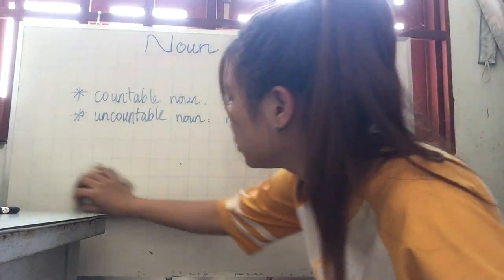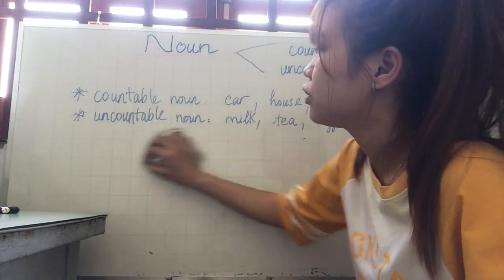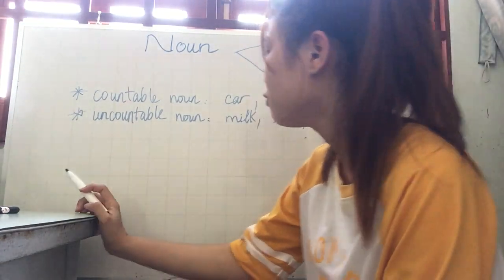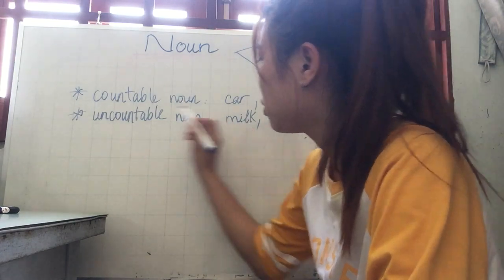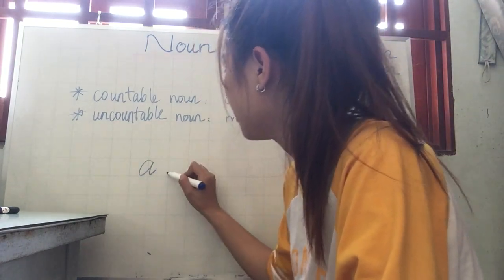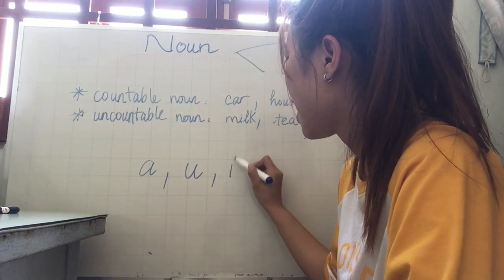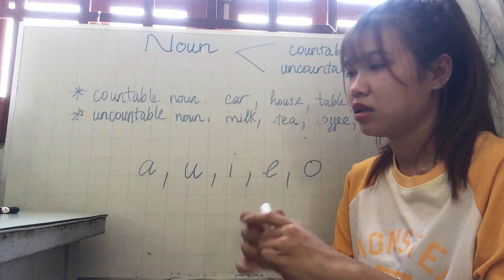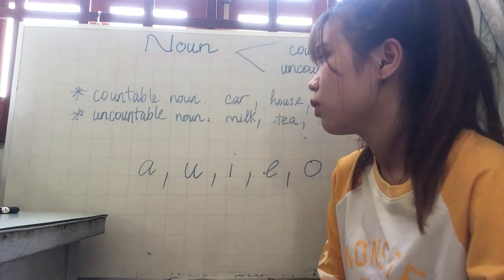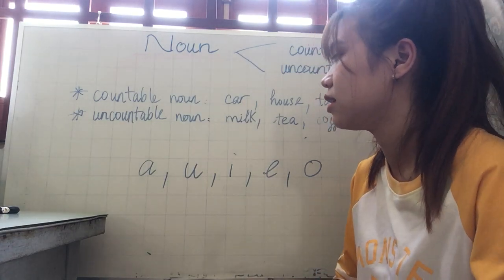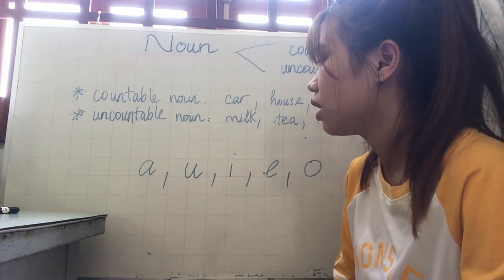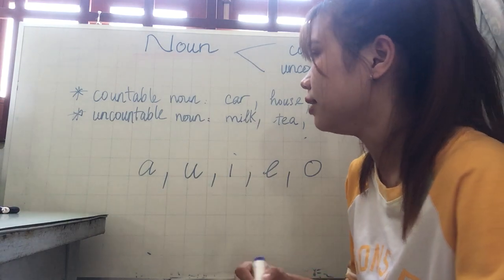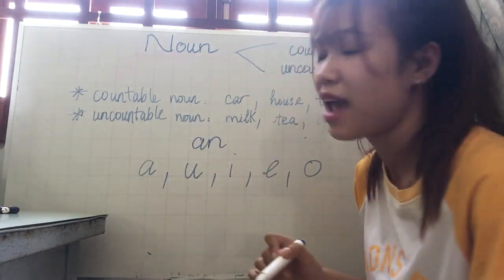And one more thing, we have to attend to vowels. Vowels are A, U, I, E, O. With nouns, if the first letter of the first word is a vowel, we will add an article before that noun.